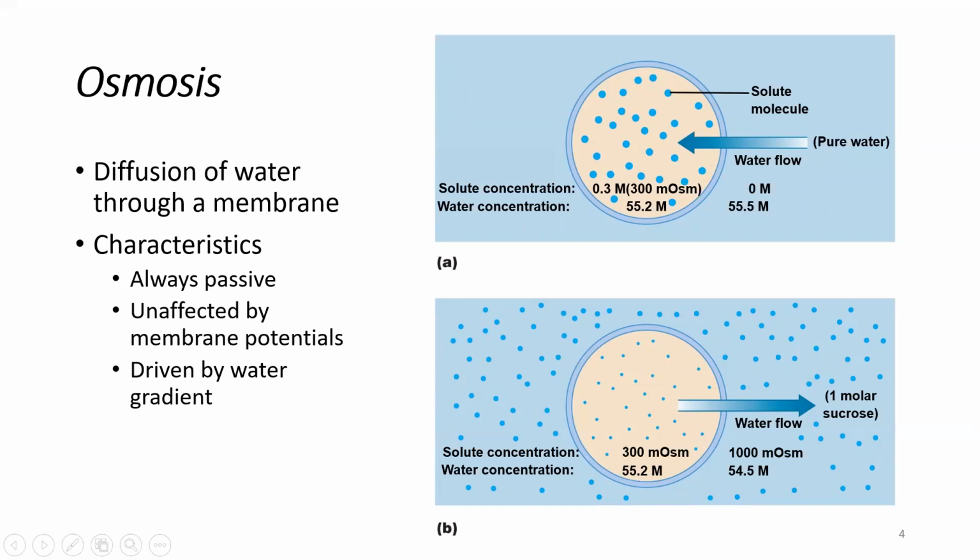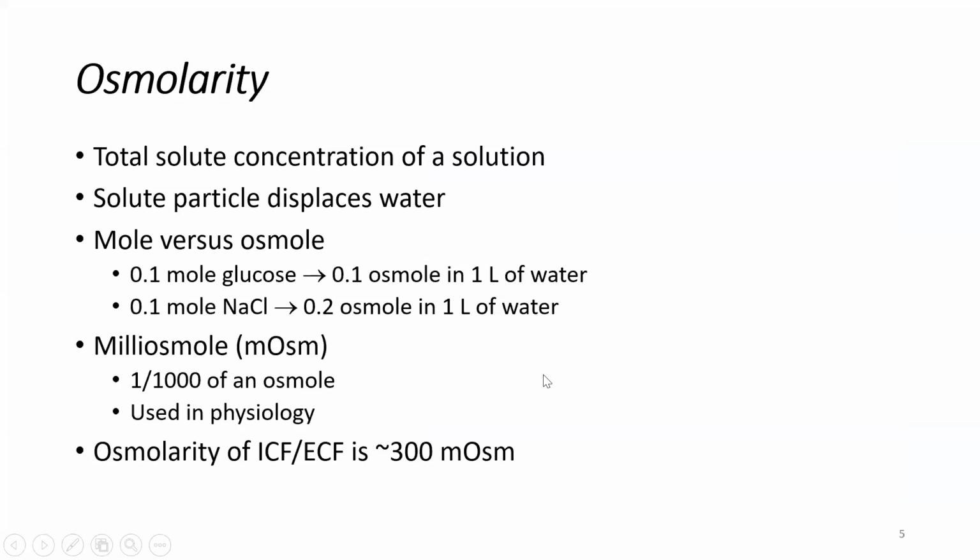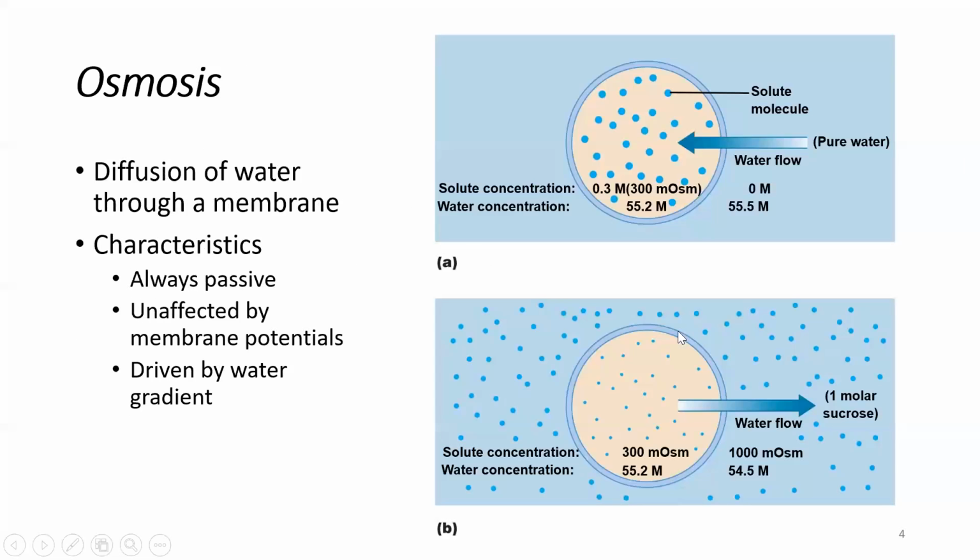In the second part of the diagram, we also see water moving, but it's moving in the opposite direction, and it's also according to its gradient. We've got a solution outside this cell that has 1 molar of sucrose dissolved in it. That gives it an overall osmolarity of 1,000, which is much higher than the internal osmolarity. And so we see here again, water is moving from low solute to high solute, or from high water to low water concentration. So that's how water always moves, okay?